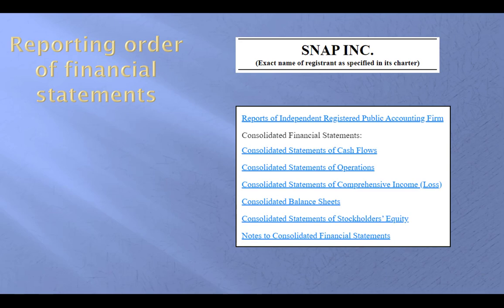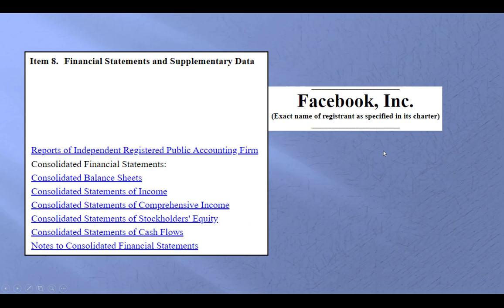Snap. They start off with the audit report. The first one is the statement of cash flows, then the income statement, then the balance sheet, and then we move on to shareholders' equity and the notes. This is very unusual, starting with a statement of cash flows.